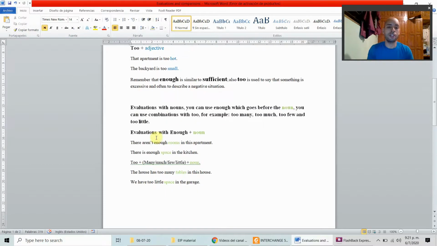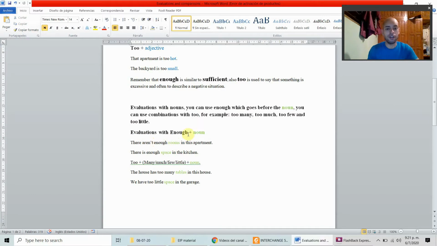And evaluations now with nouns. You can use enough, and enough here goes before the noun. And you can use a combination with too. For example, too many, too much, too few, and too little. And in this case, it also goes before the noun. So, let's see some examples.